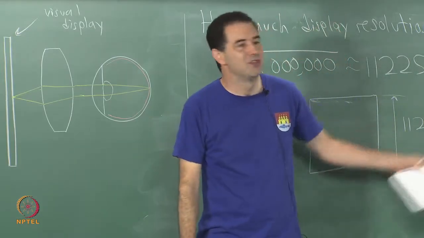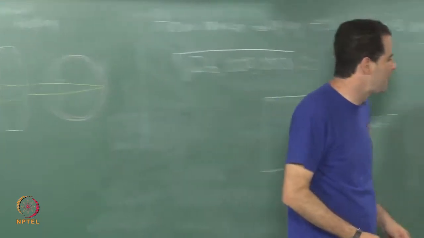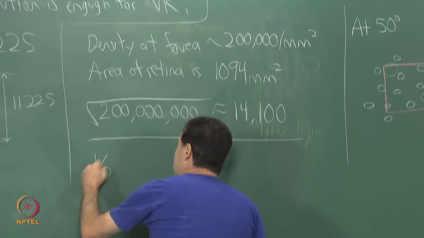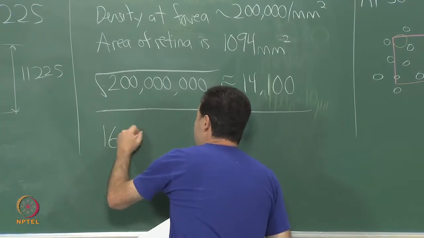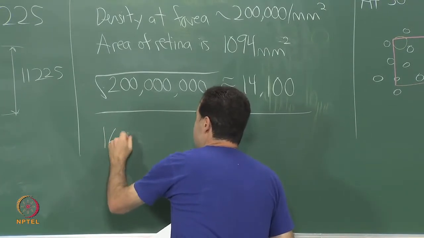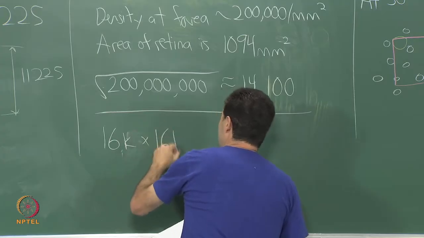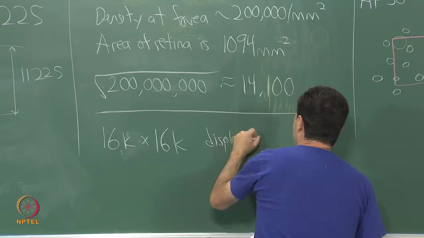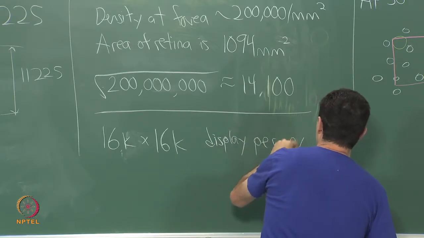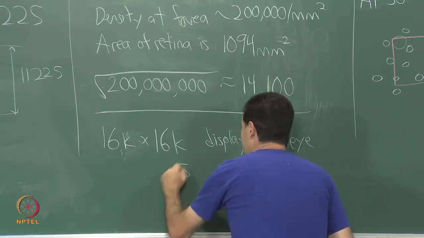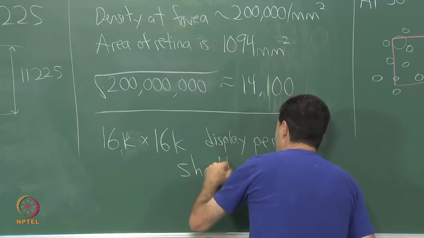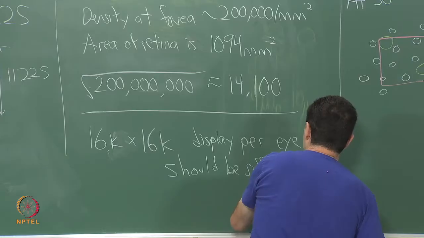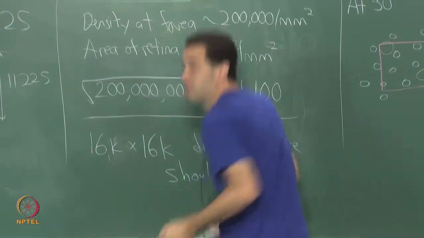So this is reasonable. So maybe a reasonable upper bound, maybe a 16, let's say 16K by 16K display per eye should be sufficient. Should be sufficient for not perceiving pixels.